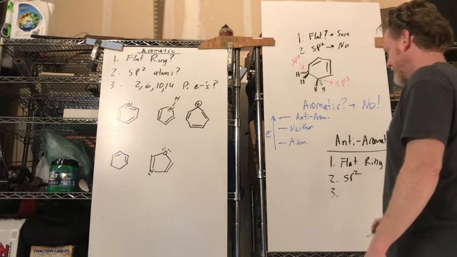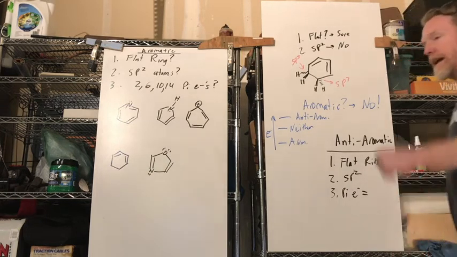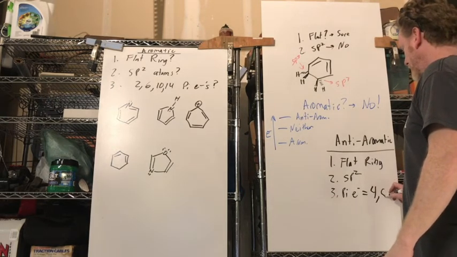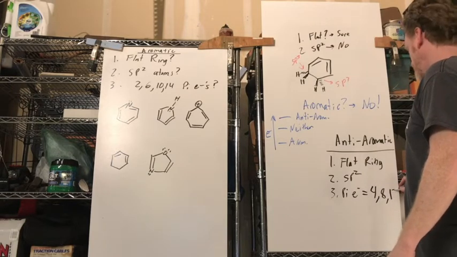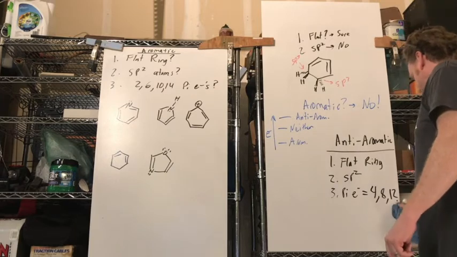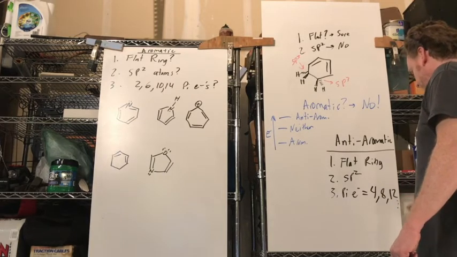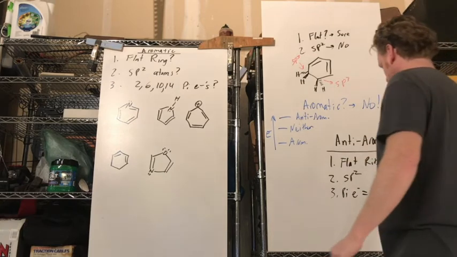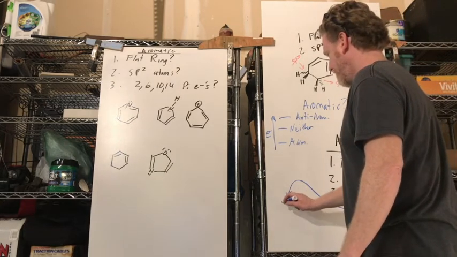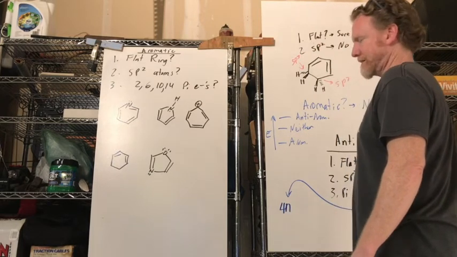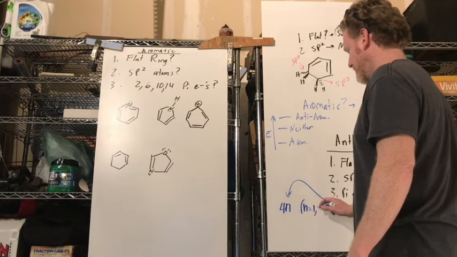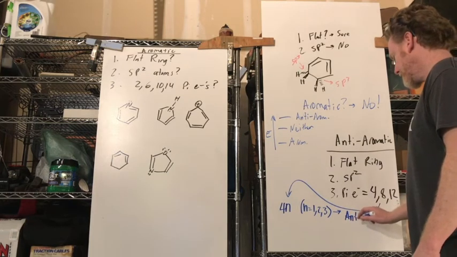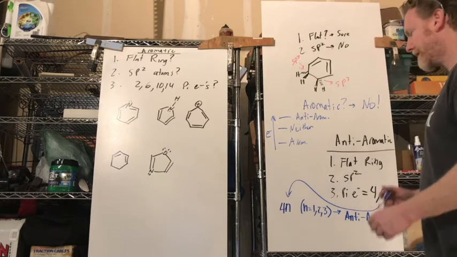The difference with anti-aromatic is the number of pi electrons. For anti-aromatic, the pi electrons are 4, 8, 12... Let me see if I did that right. So this is again one of those mathematical series. So what is the series? It's not 4n plus 2, it's just 4n. That's the series, and in this one, n has to equal 1, 2, 3. So for anti-aromatic, that's the formula.